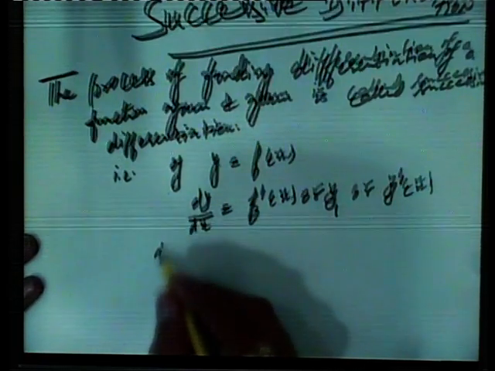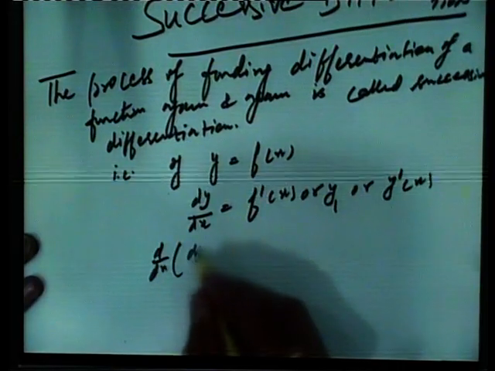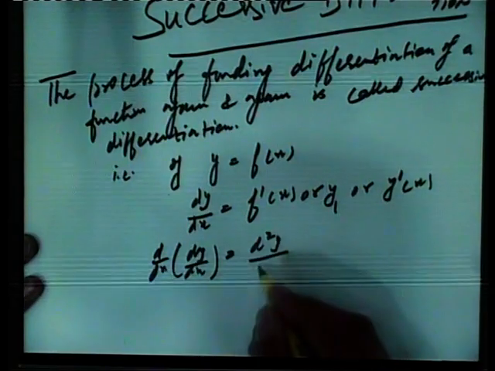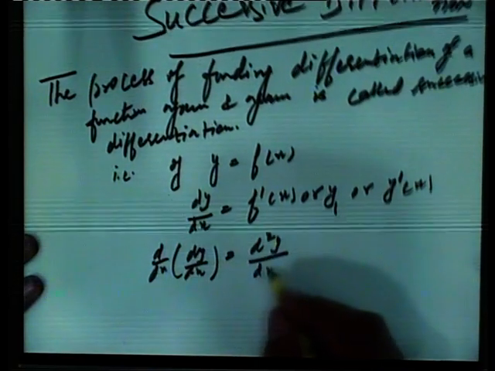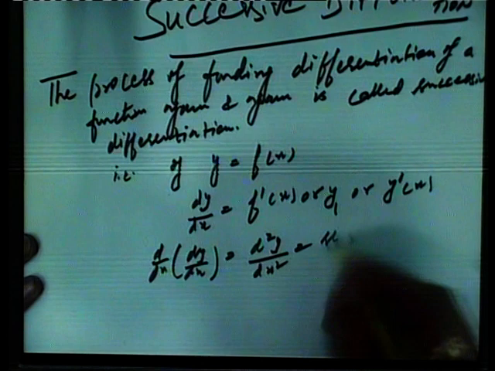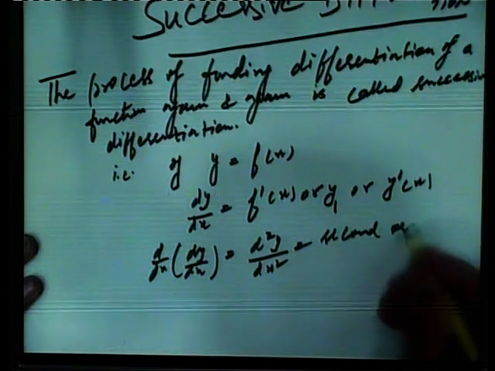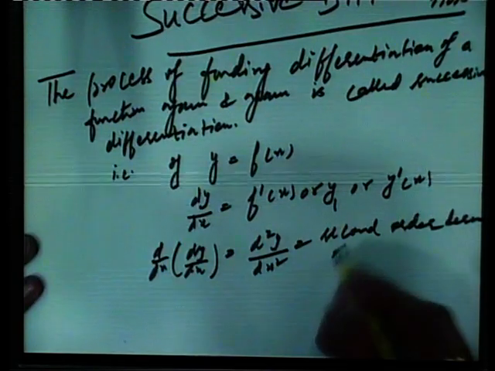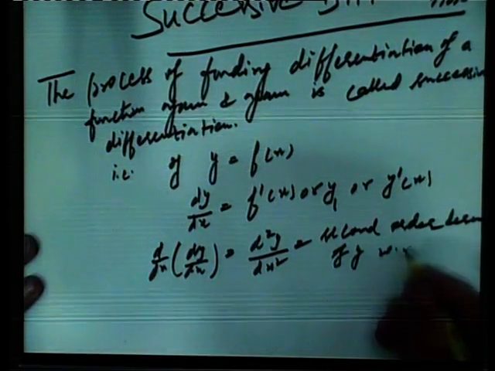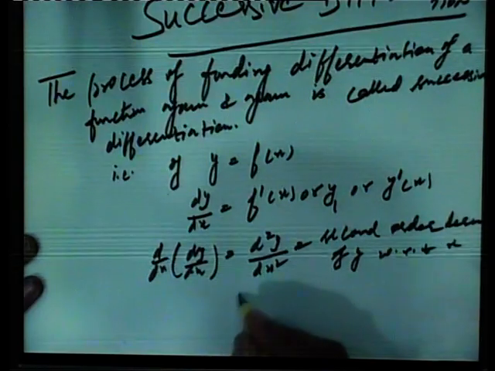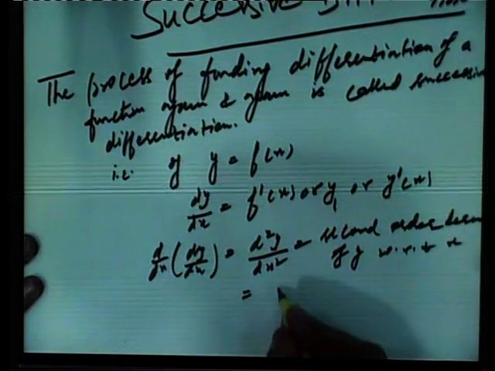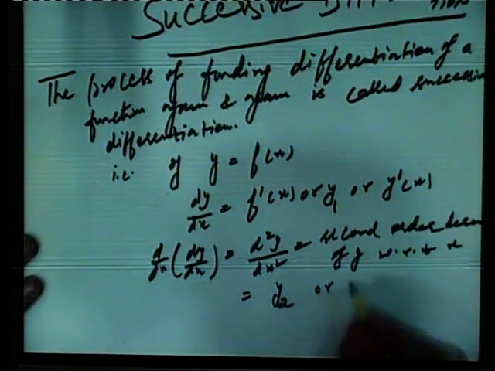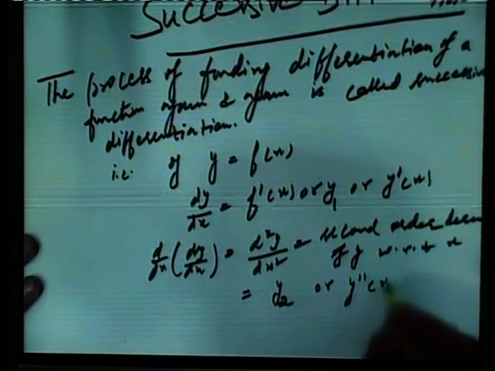If we differentiate this first order derivative again, that is d dx of dy by dx is equal to d2y by dx square. This is the second order derivative of y with respect to x, and it is represented by y2 or y double dash x.